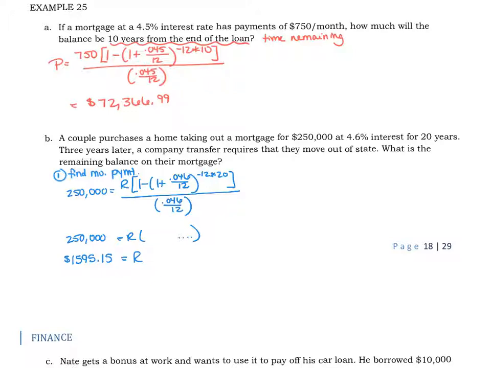So this is what they've been paying every month for 3 years. So when it says 3 years later they're going to move, that means they have 17 years of payments that they have committed to. Now they're going to move, and I understand that, but they're going to have to pay off this loan for the home that they're living in whenever they move. You still owe that money. So next thing we're going to figure out is how much do they still owe?